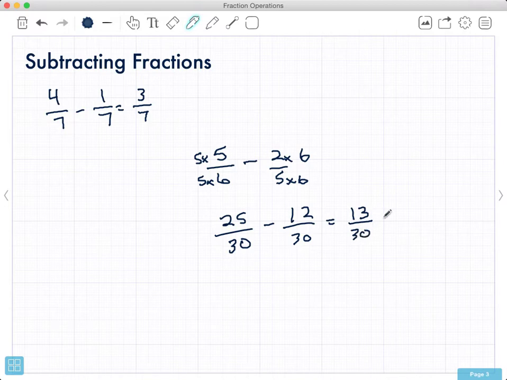13/30. Again, when you're adding or subtracting fractions, you need a common denominator, and you either add or subtract the top numbers as appropriate and leave the denominator the same.